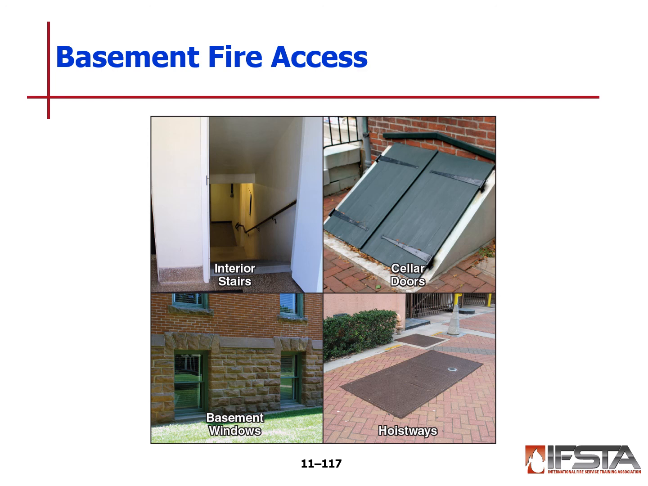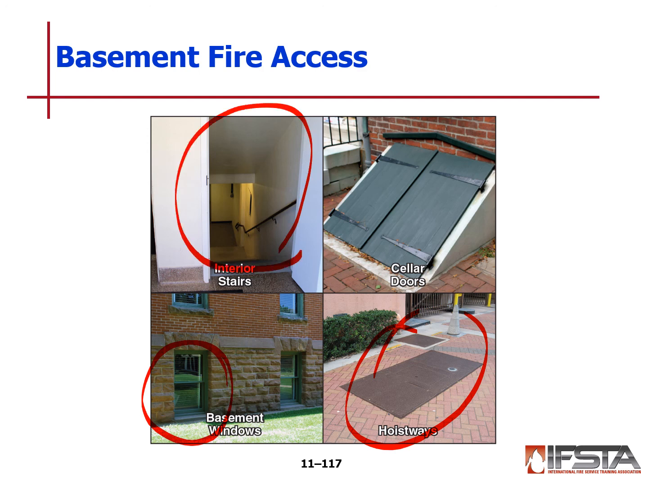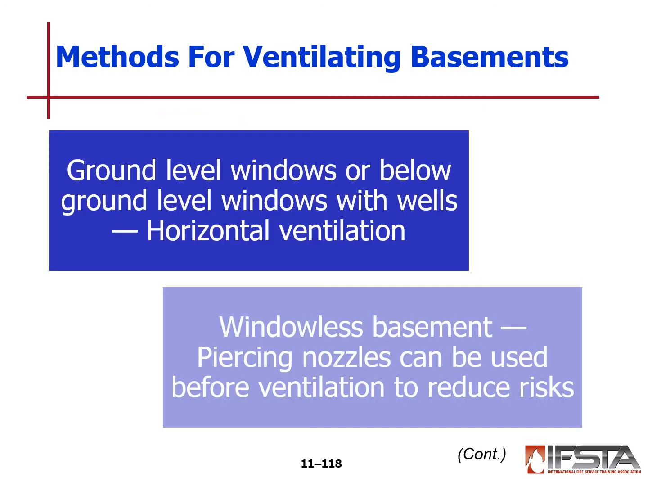So we've got to know what kind of basement and what access we're dealing with. Are we dealing with hoistways? Do we have basement windows? Is it interior stairways, or are the cellar doors the only entrance from the exterior? The methods used: ground level windows or below ground level windows with wells can provide us with horizontal ventilation. In a windowless basement, piercing nozzles can be used before ventilation to reduce the risk.